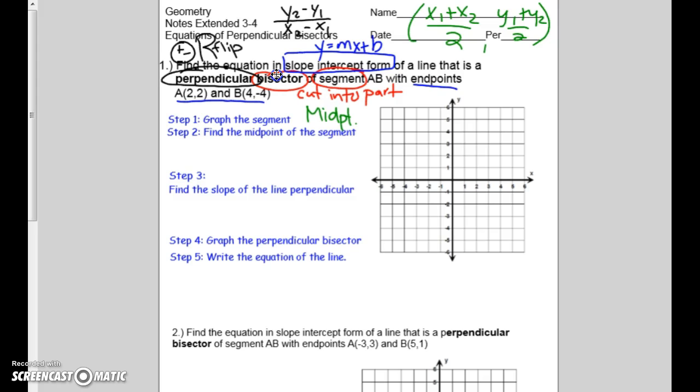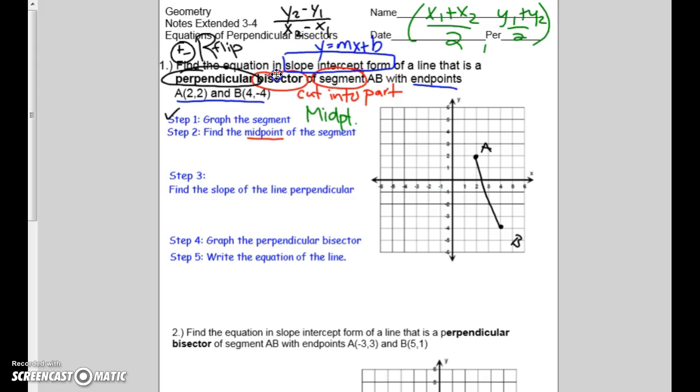Okay? So the first step is to graph the segment. So over 2, up 2. That's going to be point A. And then B is at 4, negative 4. Which I believe is right here, correct? So here's my segment. And I want to find the perpendicular bisector. So if I have to find the bisector, what would I find again? Midpoint.